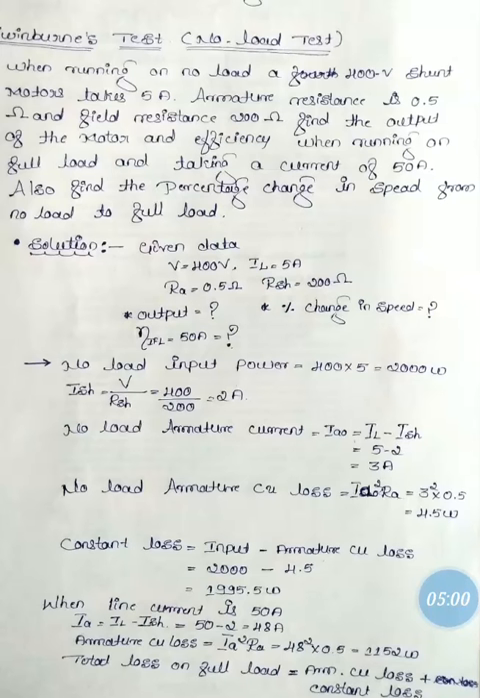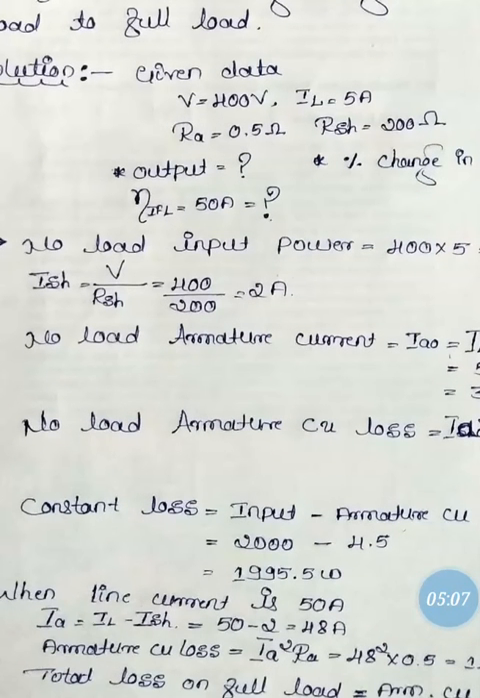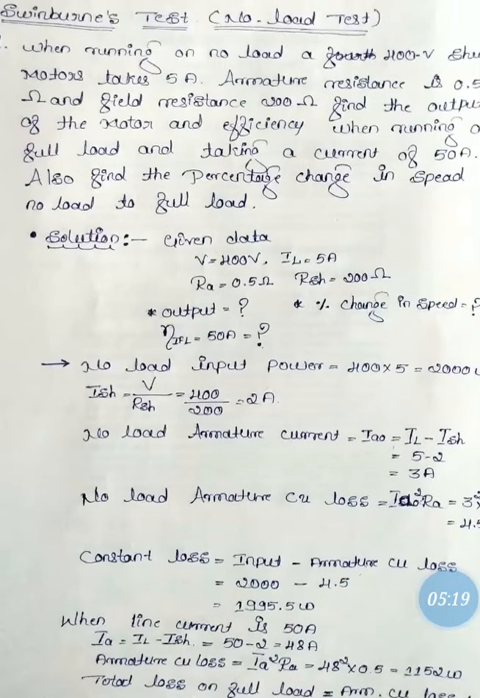Now when the line current is 50 ampere, what might be the armature current? Armature current is the difference of line current and shunt field winding current. So line current 50 minus the shunt field winding current calculated above, 2 ampere. Then we get the armature current under full load condition as 48 ampere. For this specific current, we need to calculate the output of the motor as well as the efficiency.